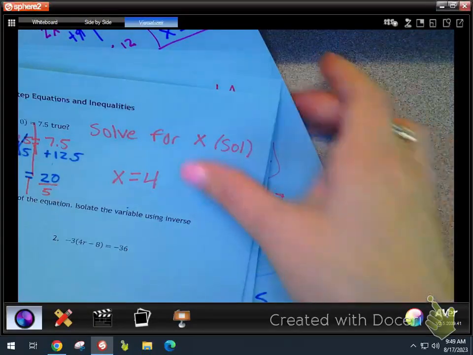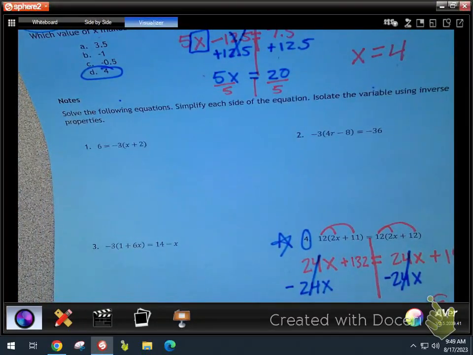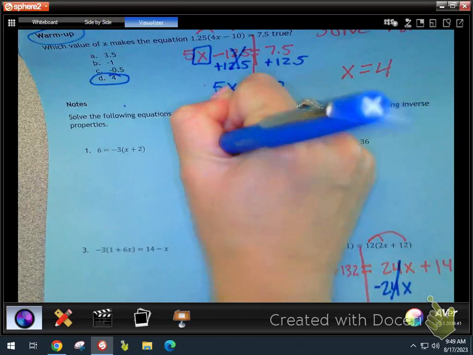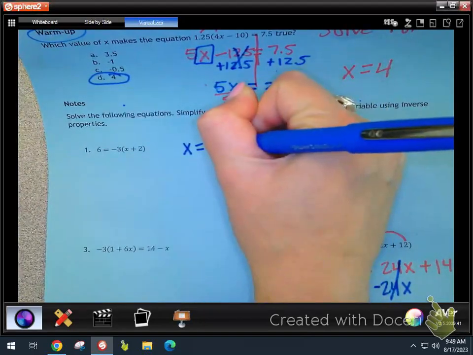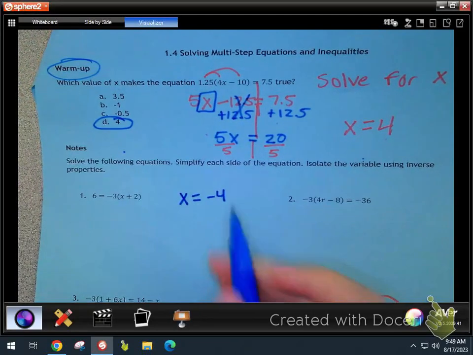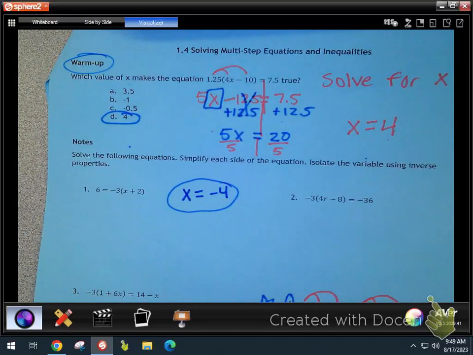I will work all of these in my notes and post the work on Canvas. But real quick, if you want to write down the solutions to each problem, we can. So number 1, what did you guys get for your solution? X equals -4. Okay? If you worked number 1, give yourself a grade, check or X. If you missed that, let's rework it later.